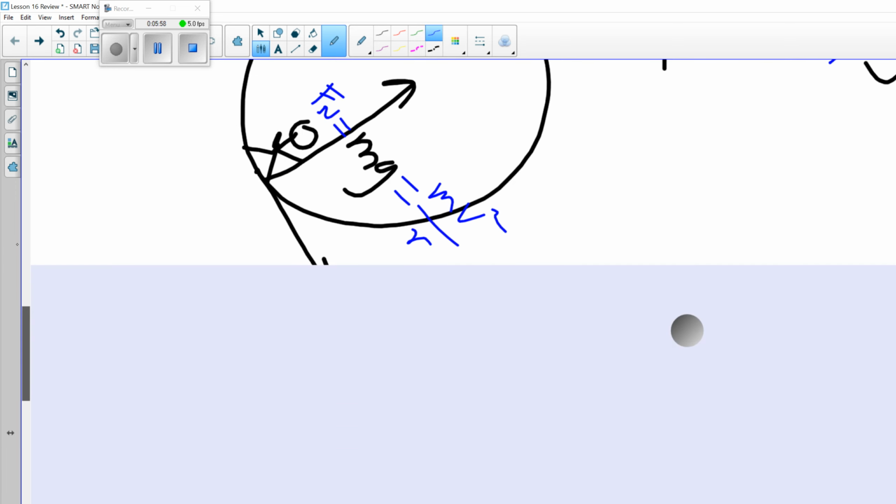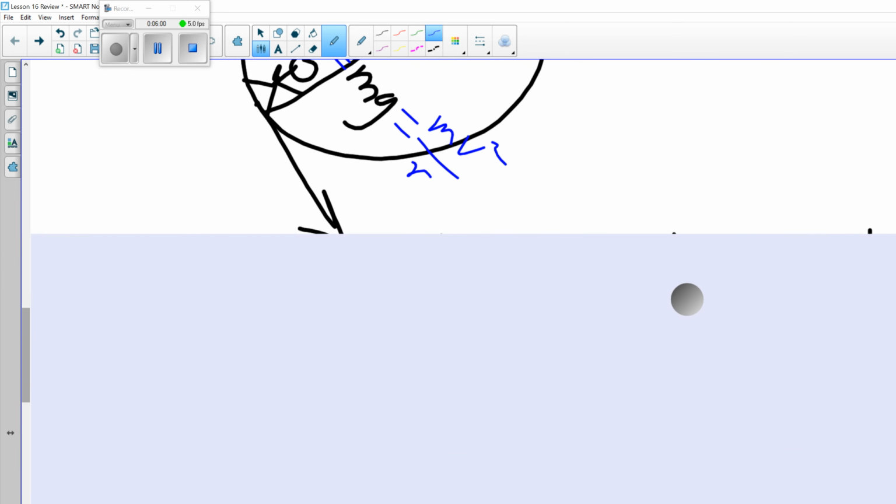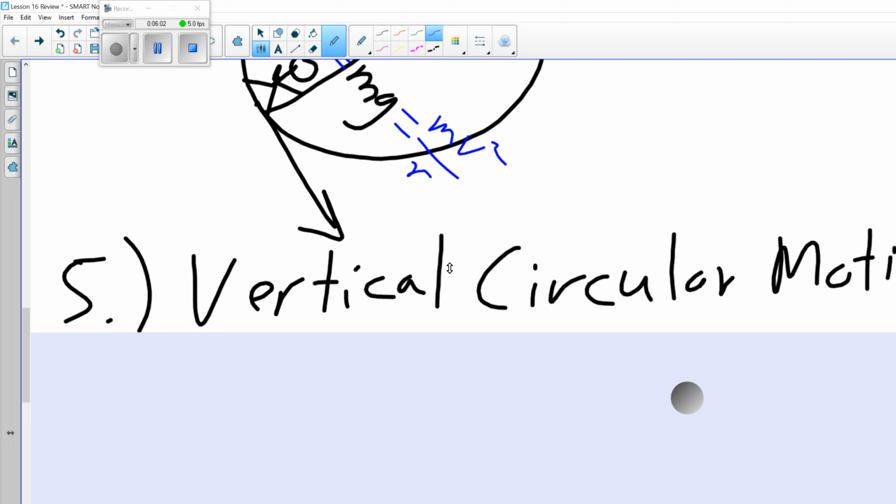Okay, after we talked about artificial gravity, then we moved on to vertical circular motion. What's the rule I need to remember for vertical circular motion no matter what part of the circle I'm in? Centripetal force is forces in minus forces out. Exactly. For all vertical circular motion, Fc equals the forces in minus the forces out.